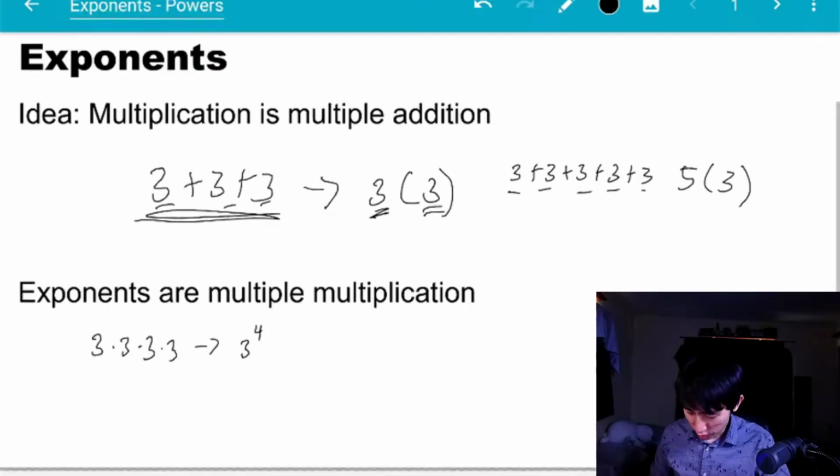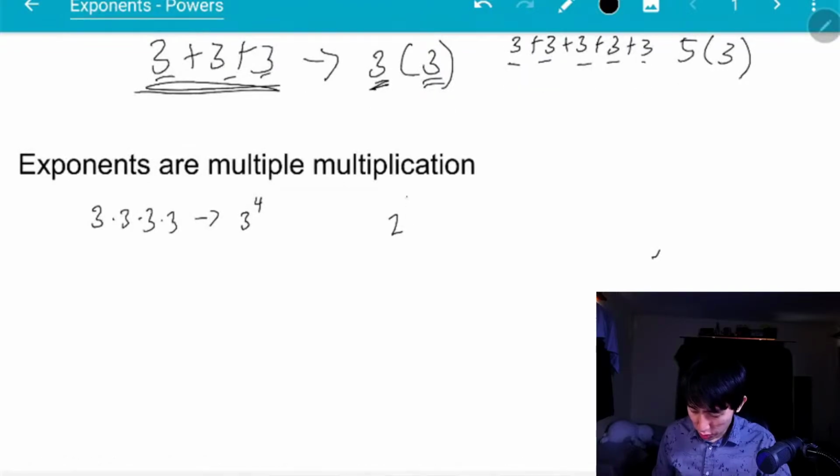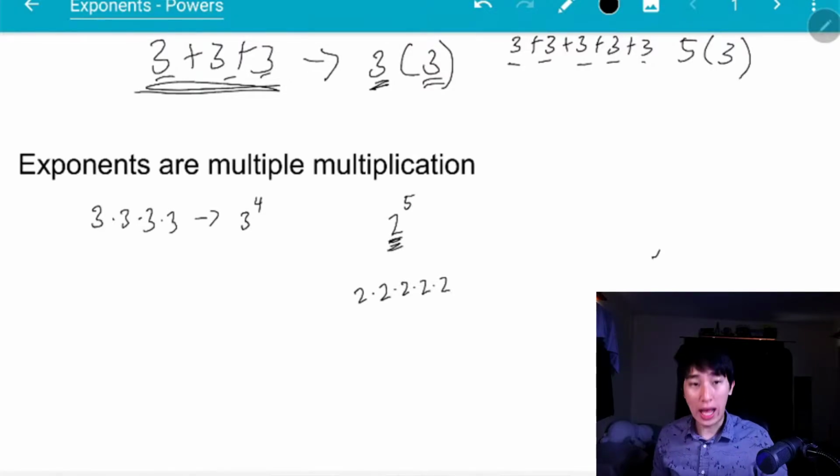We're saying I'm taking 3 and multiplying it by itself 4 times. So if I were to say something like 2 to the 5, that means I'm taking this number here and multiplying it by itself 5 times: 1, 2, 3, 4, 5. That's what 2 to the 5 means. This number down here is called your base, and this number up here is called your exponent.